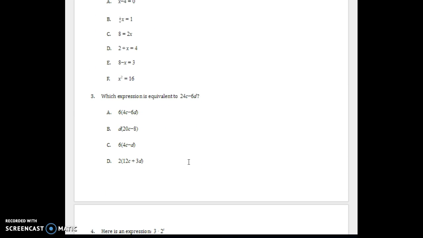Question 3. Which expression is equivalent to 24c minus 6d? A. 6 parentheses 4c minus 6d end parentheses. B. d parentheses 20c minus 8 end parentheses. C. 6 parentheses 4c minus d end parentheses. D. 2 parentheses 12c plus 3d end parentheses.